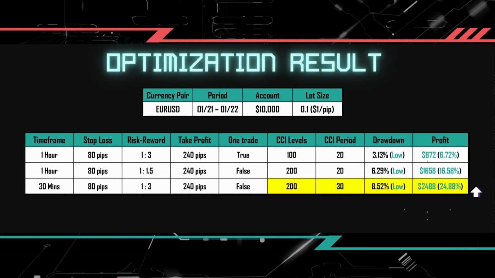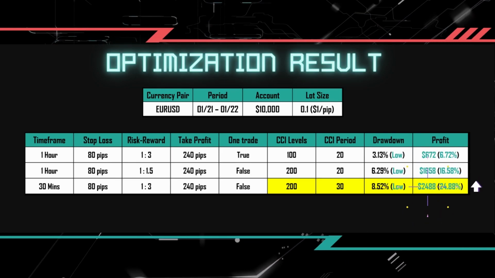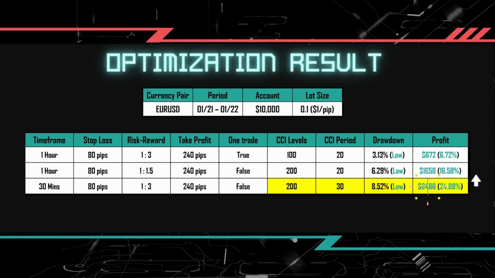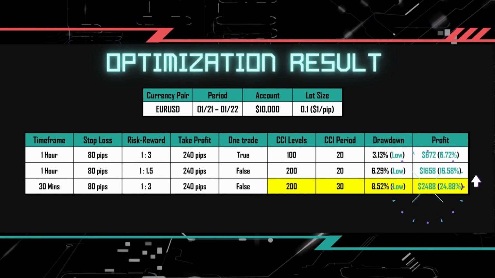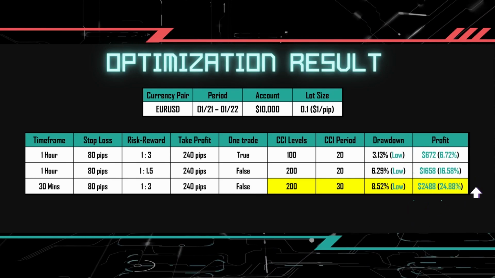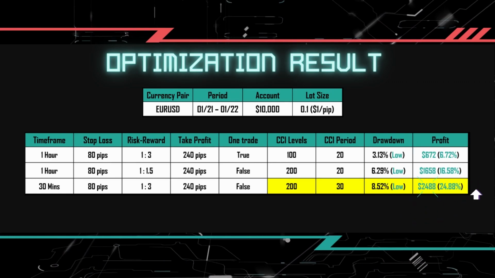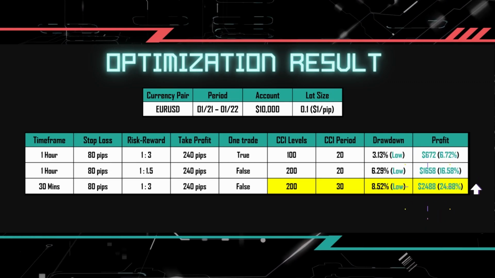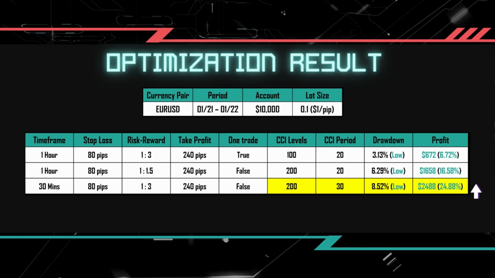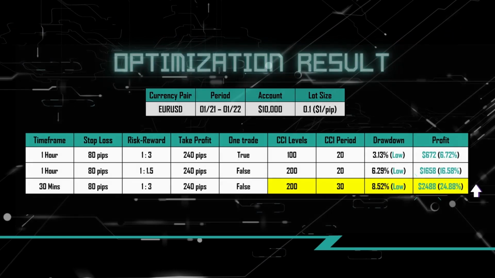From the comparison table we can see that the new optimized settings have increased the total profit from 6.72% to 16.58% and now to an even higher level at 24.88%. The total profit is almost a quarter of the trading account. From this result, we can conclude that CCI overbought and oversold level of 200 and CCI period of 30 will give a better result compared to the default setting.